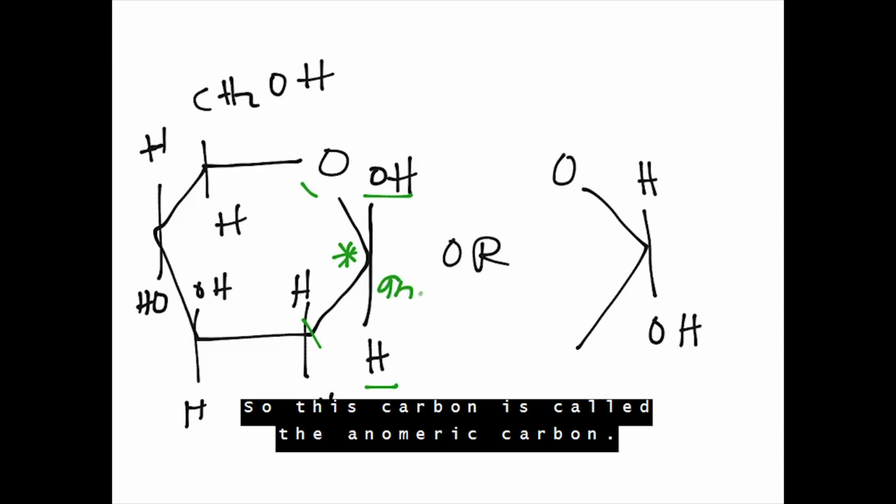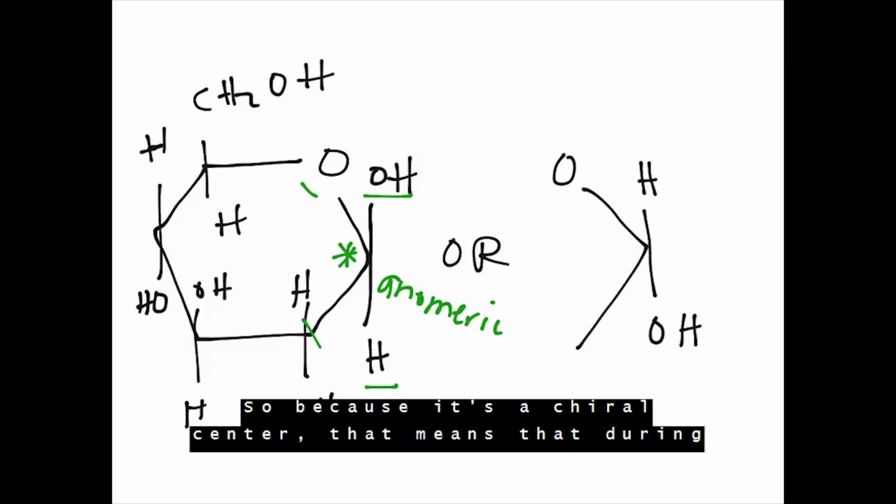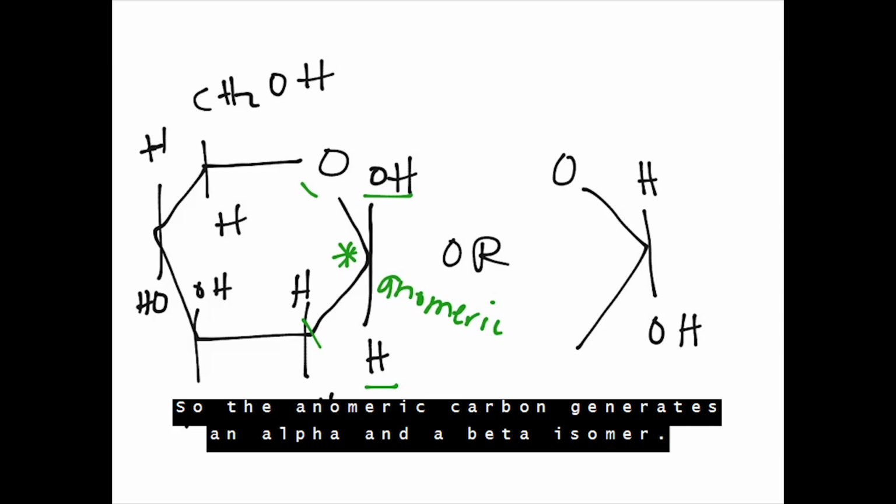So this carbon is called the anomeric carbon. It was the carbon that was part of the carbonyl. Because it's a chiral center, that means that during that chemistry, we could get 2 different isomers. So the anomeric carbon generates an alpha and a beta isomer.